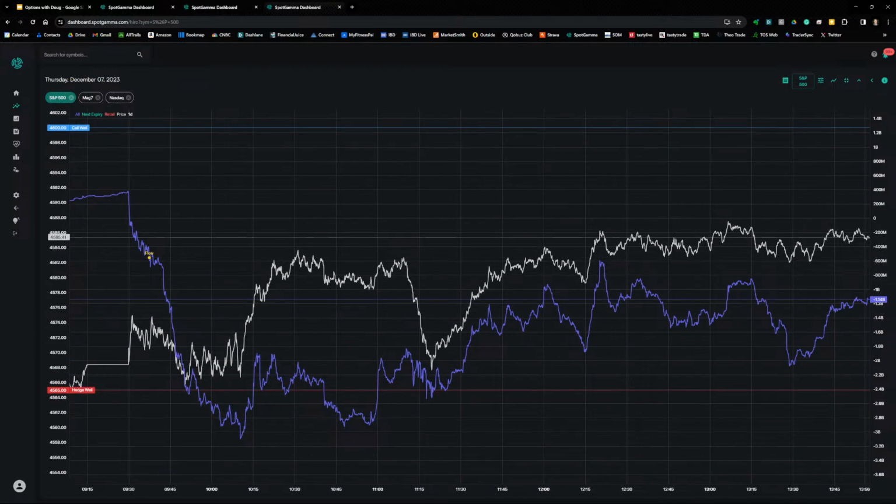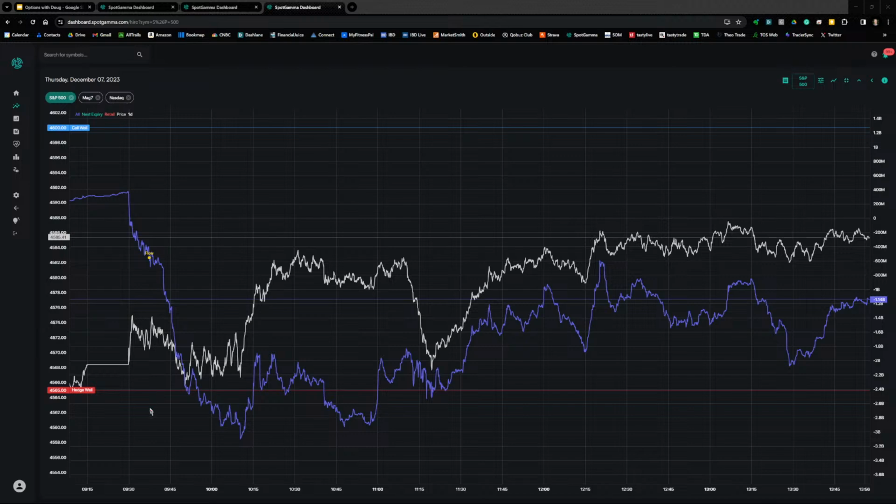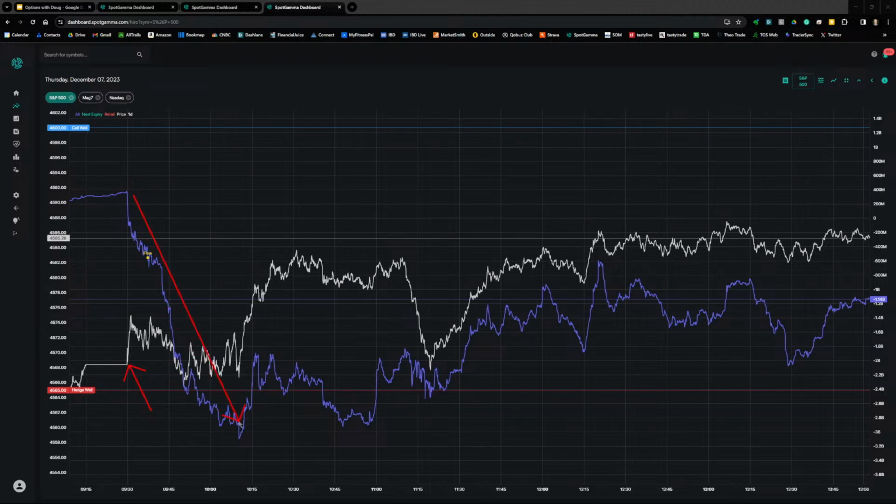This is the cash open right here, 9:30 a.m. Eastern Time. Note initially traders were pretty aggressively taking negative delta positions, and that slowed down and stopped around 10:10.